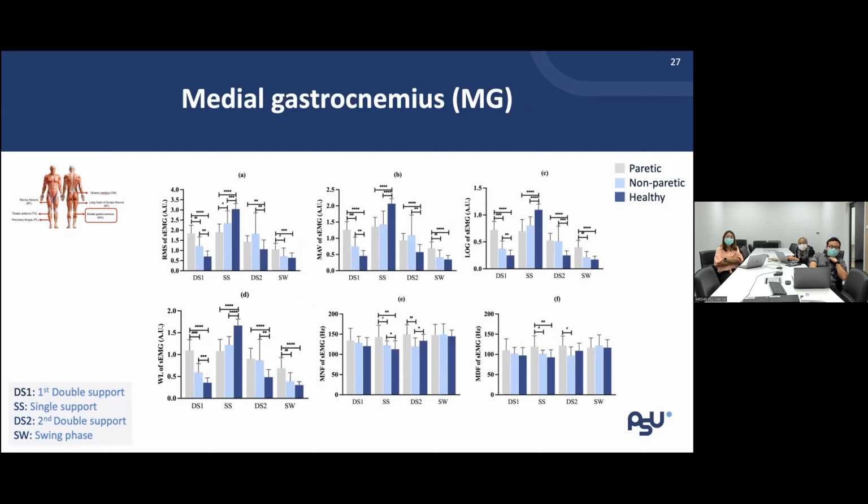This is the medial gastrocnemius. For the medial gastrocnemius, it shows many statistically significant differences. The medial gastrocnemius muscle of the stroke patients was different from the healthy subjects. Yeah, it is the most different.